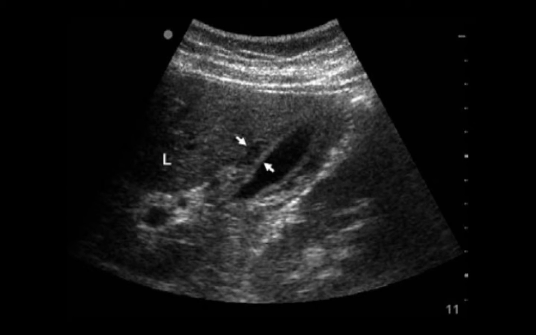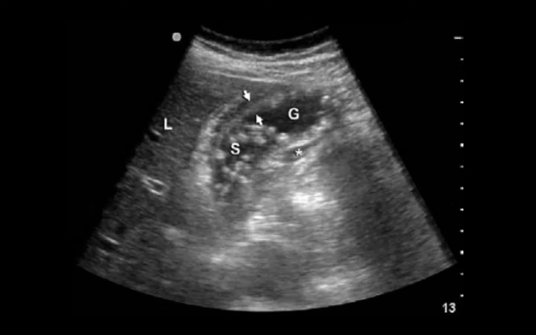In contrast to the normally measuring anterior wall seen earlier in this presentation, this still image demonstrates a thickened gallbladder wall. Although the measurement is not on the screen, you can see even with your eye that it looks much thicker than the previous images.